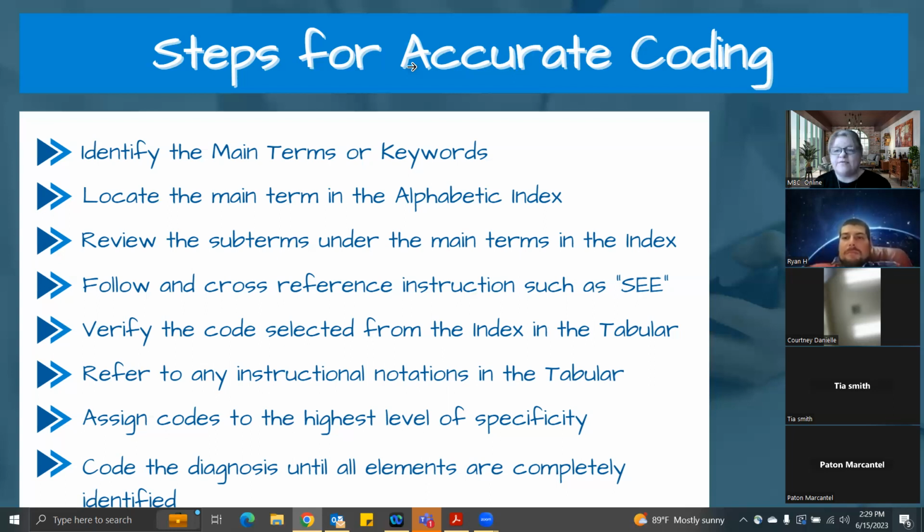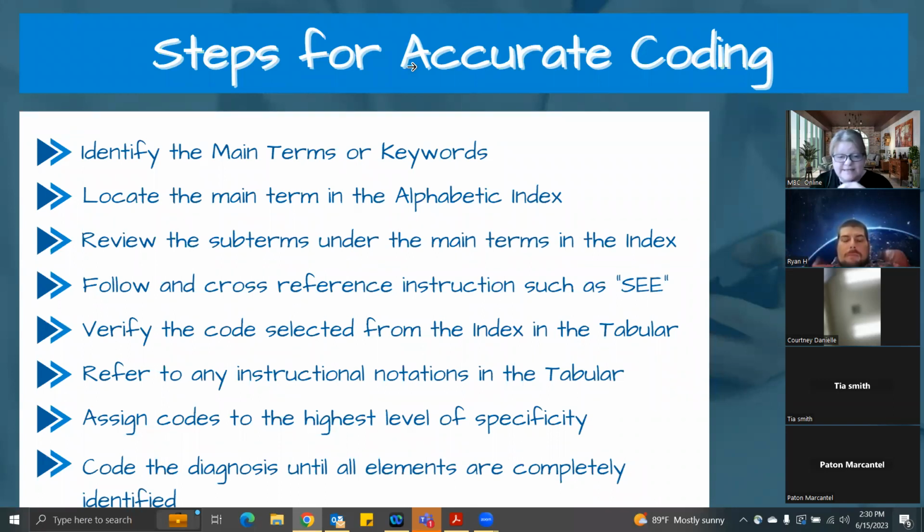And a lot of the times around the definitions of these terms in the tabular are rules and exceptions, like excludes and things like that, those exclude notes. So you really have got to go and verify in the tabular. Refer to any instructional notations in the tabular, like excludes. Any of those signs and symbols that mean anything, those are instructions, okay? The little red stop sign, stop, don't code this. Look further down, look for the indentions, okay? Things like that.